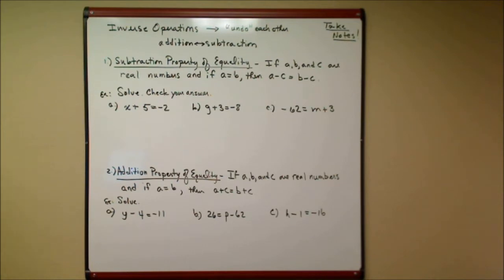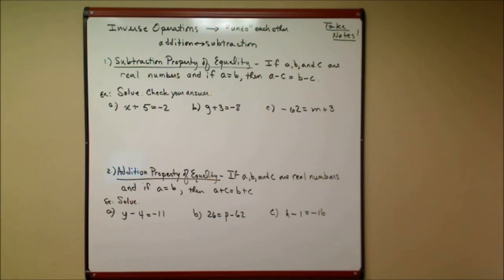Inverse operations are kind of a terrible definition. They undo each other. Adding undoes subtraction. Subtraction undoes addition. Multiplying undoes division. Division undoes multiplication. We're going to start off with addition and subtraction. If you think of your favorite number, you add 10 to it, then subtract 10, you get right back to where you started because the plus 10 and the minus 10 cancel one another out.